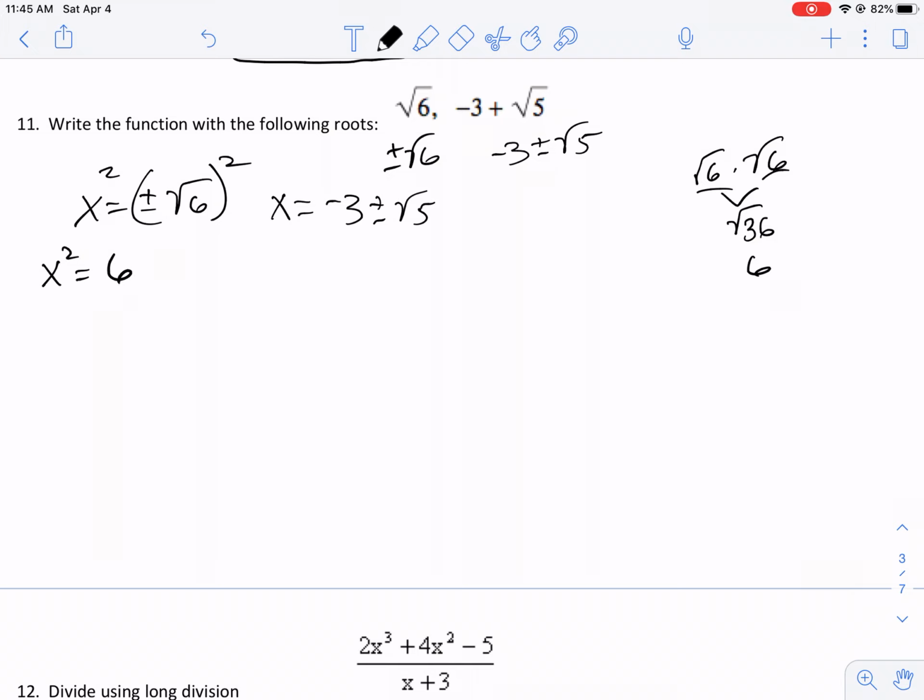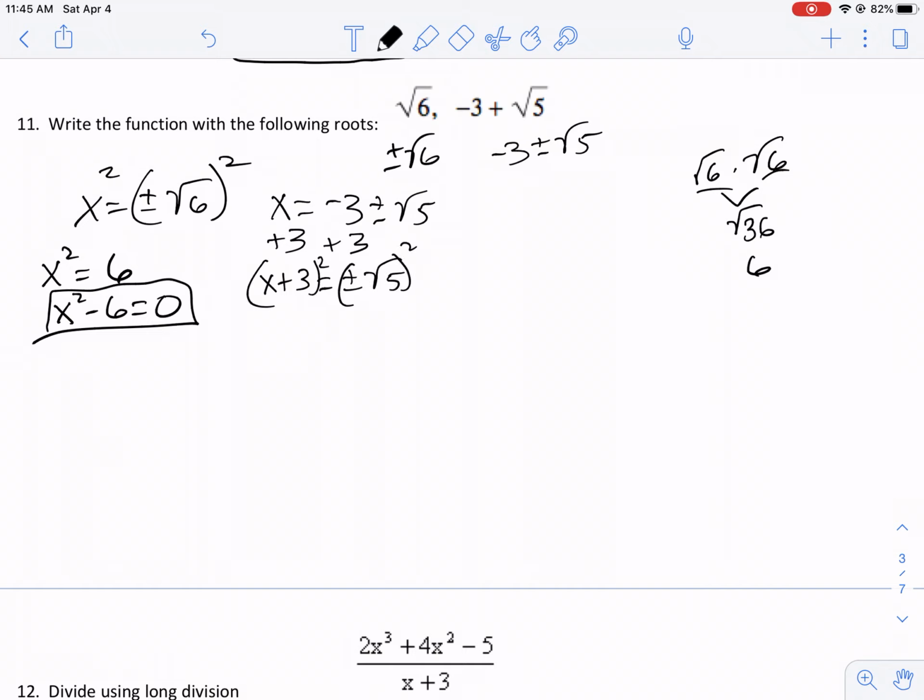Set it equal to 0 by subtracting, so x squared minus 6 is equal to 0. This one's ready to go. The one on the right, just like with the imaginary numbers, you want to get the radical by itself before you square both sides. It's easier. So we're going to add that 3 over with the x. And now we're going to square both sides.